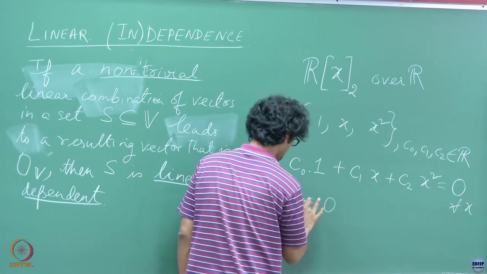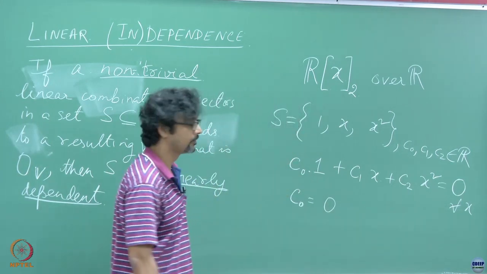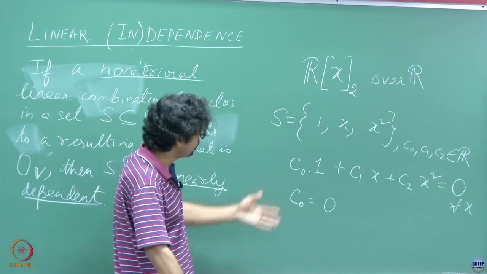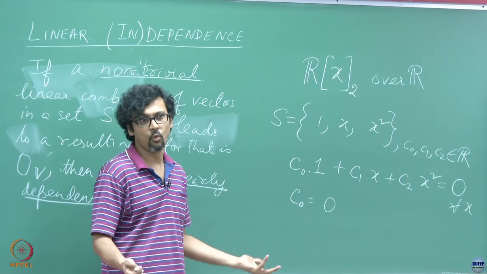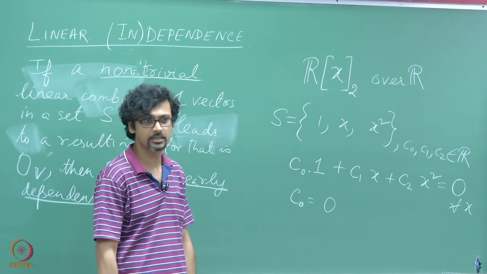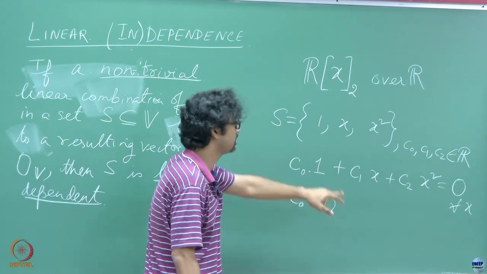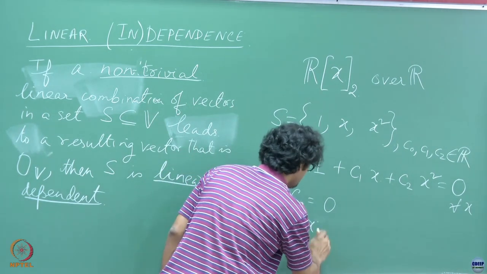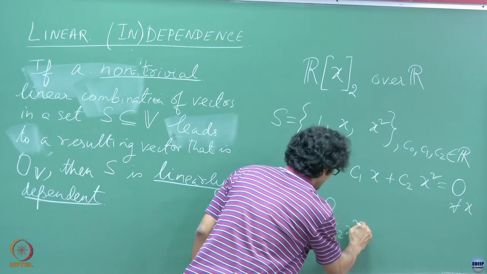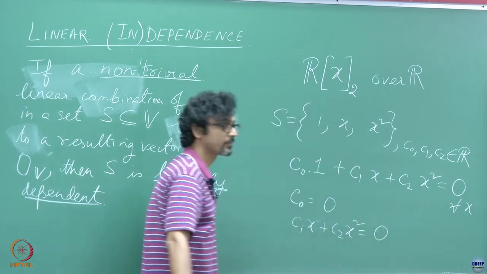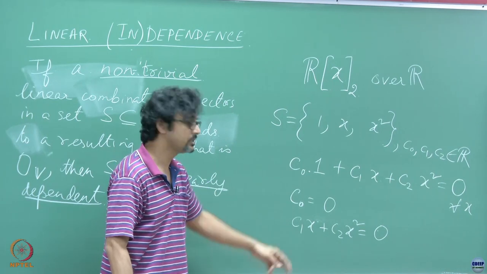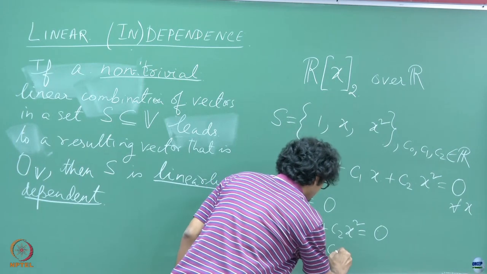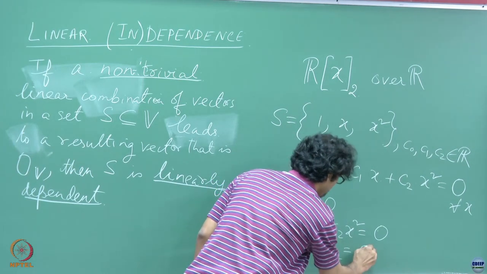If you plug in x equal to 0, you are led to conclude that C0 is equal to 0. And then you can of course go ahead and differentiate, but there is another way of seeing this, because you know that over the real field, 1 must exist, which is the multiplicative identity. So once you have established that C0 must be 0, then you are left with C1x plus C2x squared must now be 0. Now go ahead and plug in x equal to plus 1. And what you will have is C1 plus C2 is equal to 0.